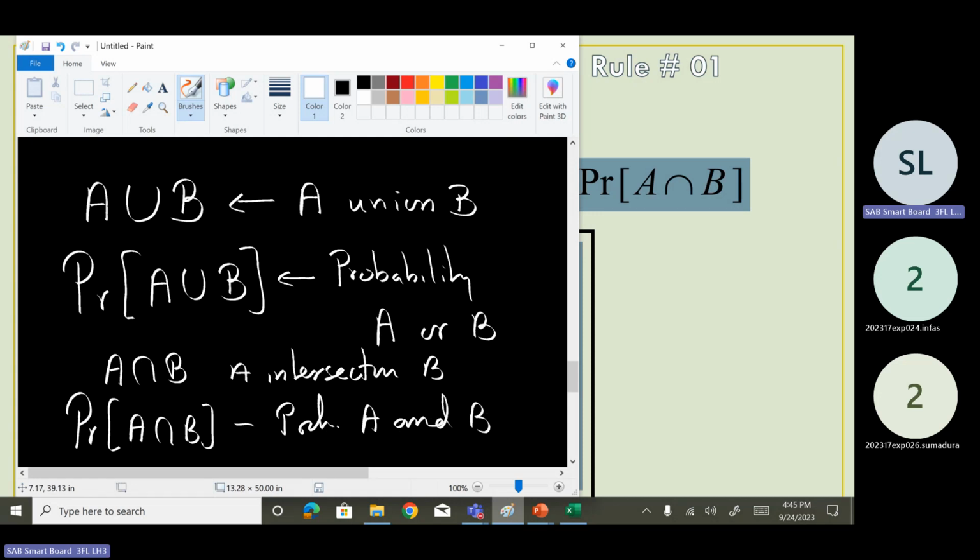Same thing, same concept, same area or same component, but we read it differently. If it is simply appearing as usual, it is union or intersection. If the same thing goes inside the probability formula, then it is a union and intersection of events.